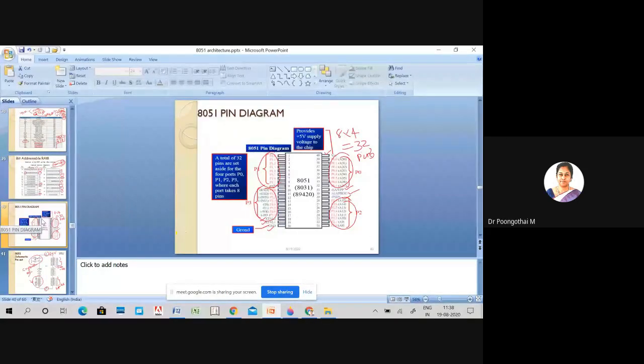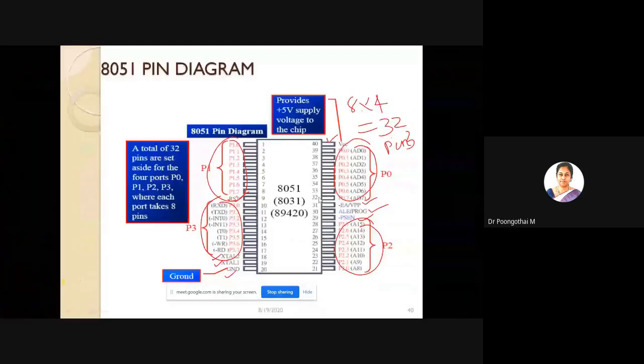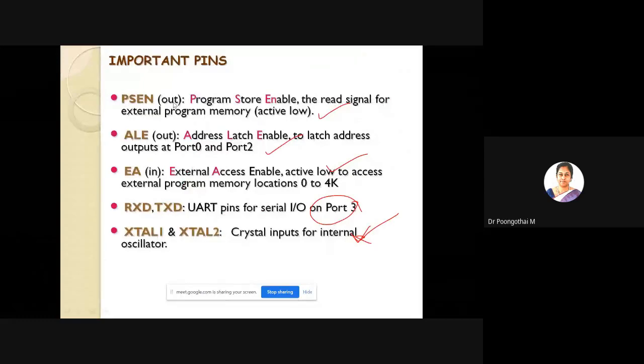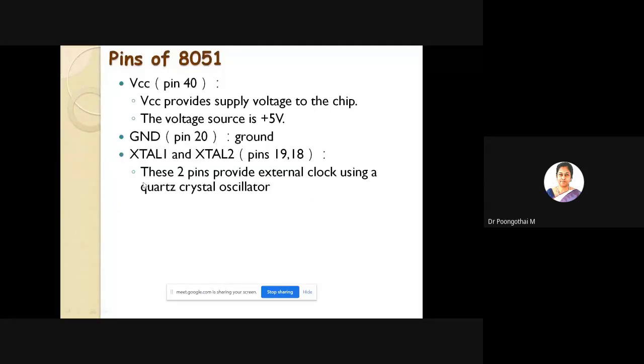Coming to the 8051 pin diagram. The 8051 is a 40-pin IC. 32 pins are allocated for IO operations: port 0, port 1, port 2, and port 3. So totally 4 ports, each port has 8 pins, 8 into 4 is 32 pins. The remaining pins are program store enable, address latch enable, external access, external oscillator inputs, and also reset. We will see them one by one.